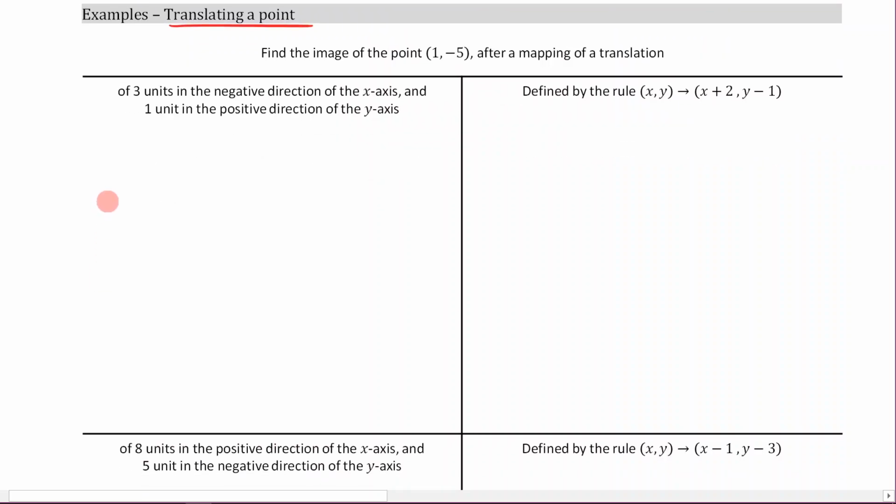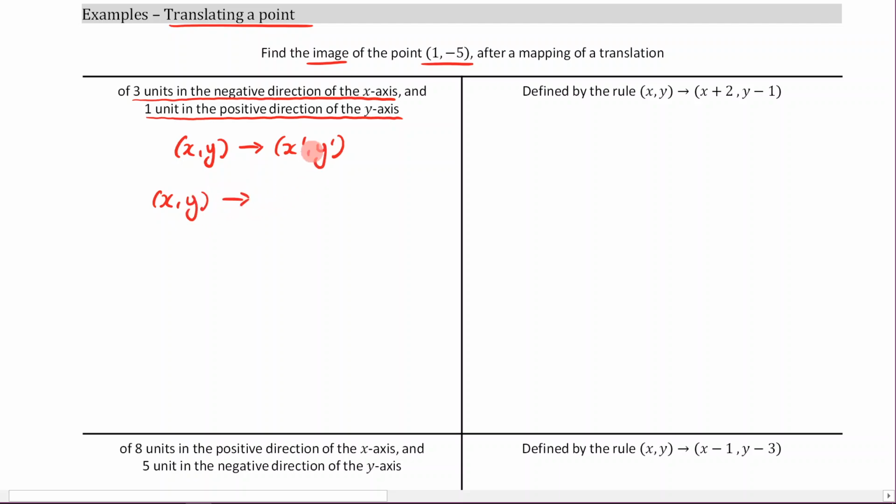It says, find the image of the point (1, -5) after a mapping of a translation of 3 units in the negative direction of the x-axis and 1 unit in the positive direction of the y-axis. Okay, so we start with our original point. We are then going to our new point. We're going to rewrite this sentence.